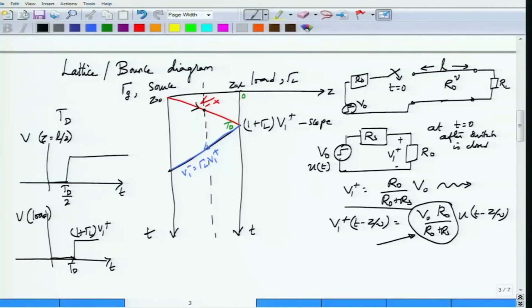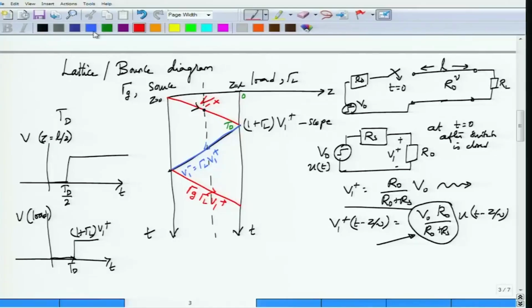However, if gamma g is not equal to 0, as in the case when Rg is not equal to R0, this would act like an incident voltage on the transmission line and create a next voltage reflected from the source, which would travel again in the same direction as the initial V1 plus, from source to the load. What would be the amplitude of this voltage? It is gamma g times gamma L V1 plus, because gamma g times V1 minus is the reflected voltage, but V1 minus is gamma L into V1 plus. Therefore, this would be gamma g gamma L V1 plus. This is the voltage that is going backwards.